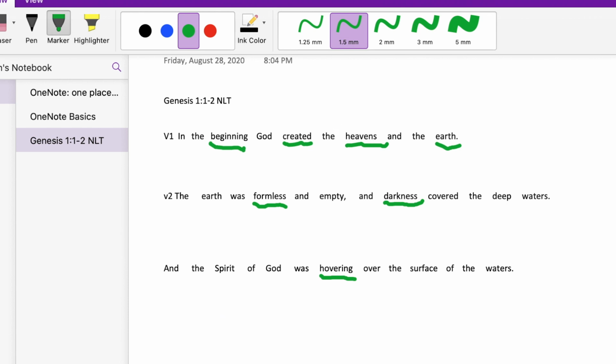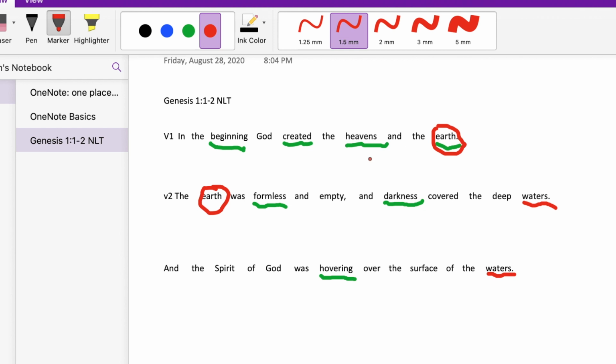Next, we're going to look for repetition, any words that are repeated. The only word that is repeated here is the word earth, which is right here. This is the only word that's repeated. Oh, also you have waters, a word that's repeated.